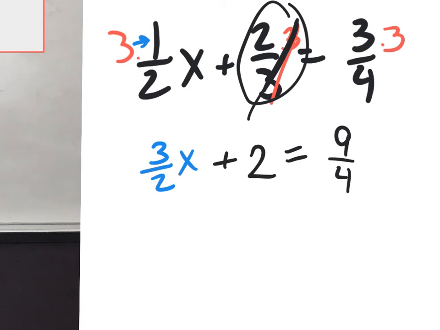So barely right there, we have just canceled out the 2/3. We got rid of that fraction 2/3. So we still have other fractions to get rid of. Which one should we get rid of next?